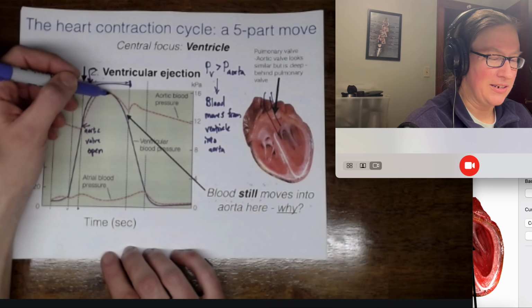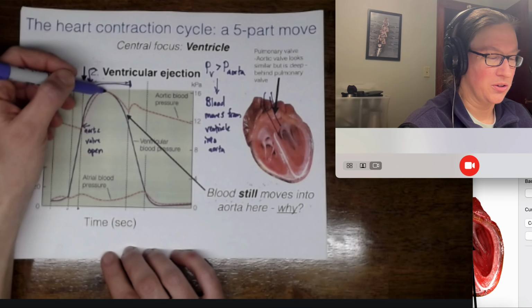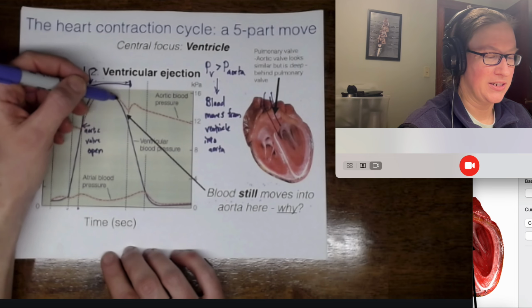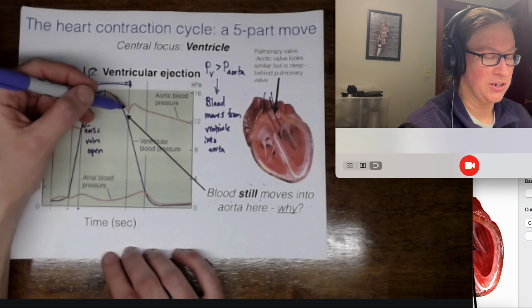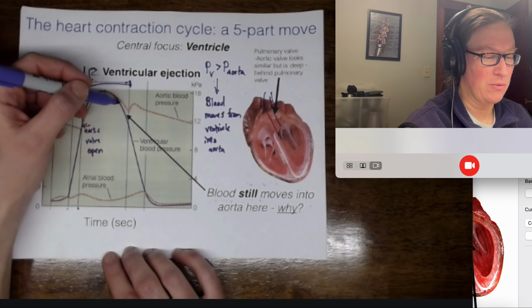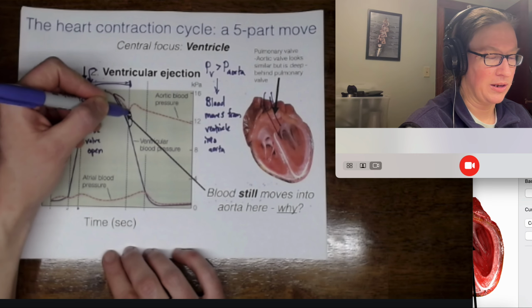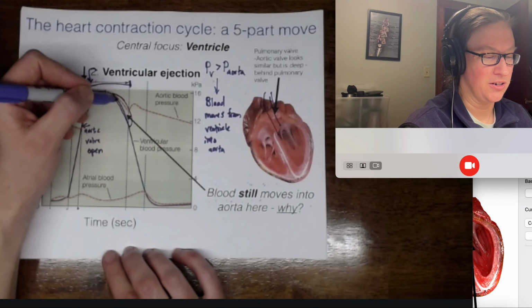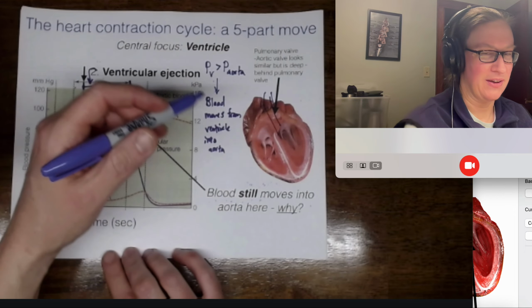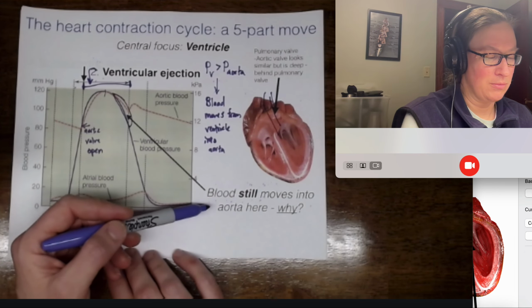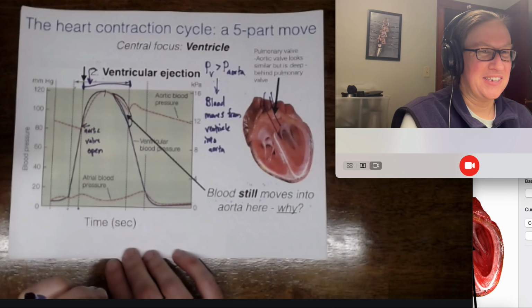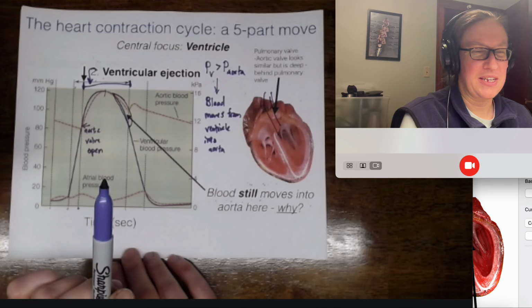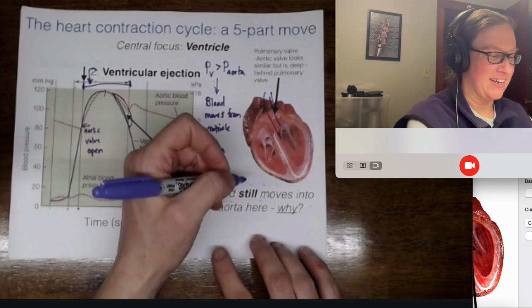So at this point, the pressure in the ventricle drops below the pressure in the aorta. And if we were just considering pressure, we'd predict that we wouldn't see any more movement of blood into the aorta, at this point where we've crossed back under the aortic blood pressure. But I've got a note here that says blood still moves into the aorta here. Why does that happen? Well, this is the one spot where we really have to think about fluid kinetic energy.